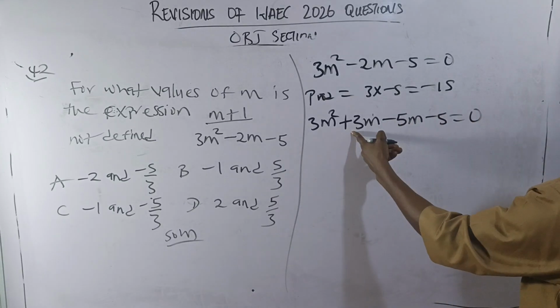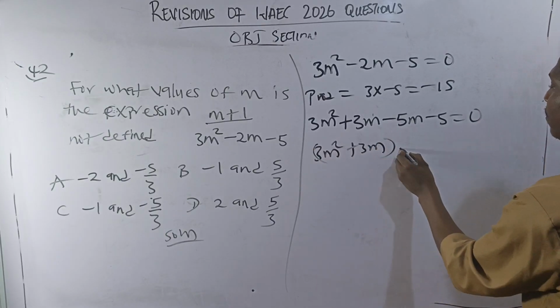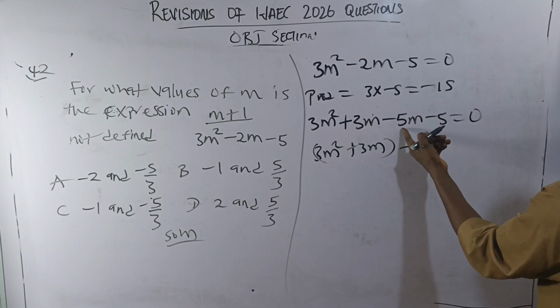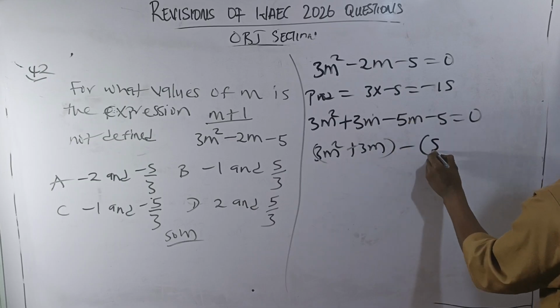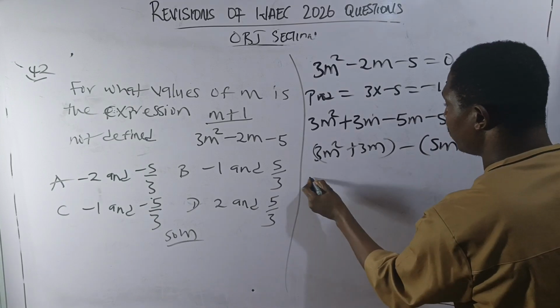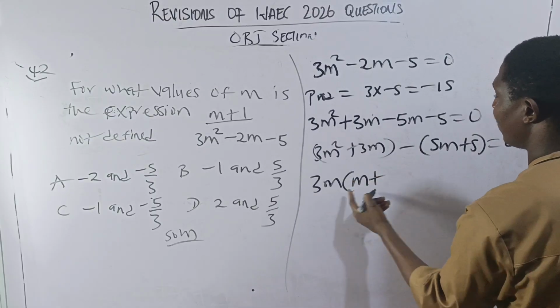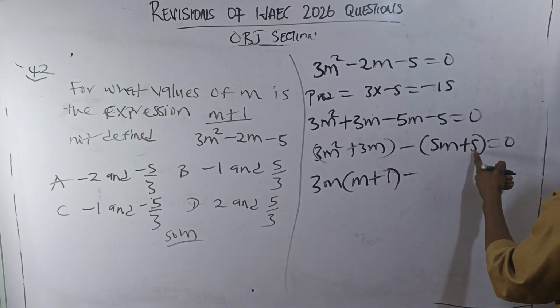Now minus times minus is plus. So I have 3m squared plus 3m in bracket. Bring my minus the way it is. Since the negative is at the front of the bracket, all the signs change. So minus 5m becomes plus 5m and minus 5 becomes plus 5, equal to 0. What's common here is 3m. 3m squared divided by 3m will give me m. 3m divided by 3m is 1. Minus, what's common between 5m and 5 is what?